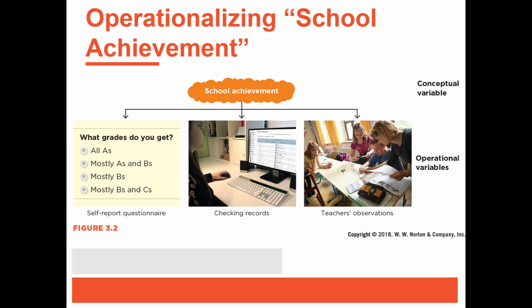It's also important to understand that there isn't necessarily one specific way to operationalize a variable. In this example, we have the conceptual variable of school achievement. Here we can conceptualize this in 3 different ways. We could measure school achievement through a self-reported questionnaire given to the student, or we could simply check their actual records. Or maybe we use their teacher's observation of their progress as a measurement of achievement. The point here is that just because someone measures a conceptual variable one way, doesn't mean there isn't another way to conceptualize it.